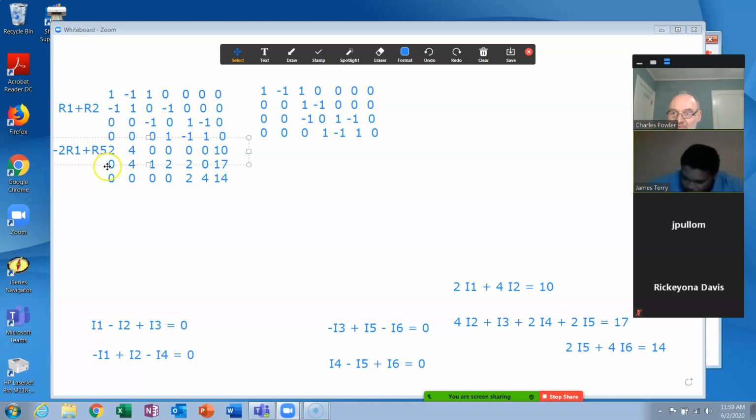Don't confuse those things here. So -2 times row 1 plus row 5. So -2 times 1 is -2 plus 2. That gives you, let me get back here, and back here.